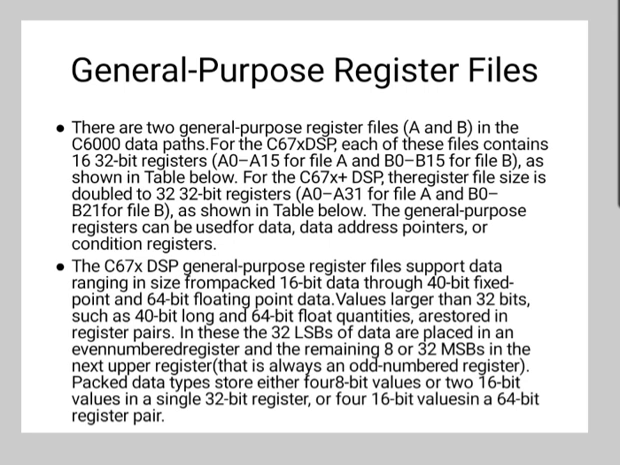The C67X DSP general purpose register files support data ranging in size from packed 16-bit data through 40-bit fixed point and 64-bit floating point data. The values larger than 32 bits, such as 40-bit long and 64-bit float quantities, are stored in a register pair. In these, the 32 LSBs of the data are placed in an even numbered register and the remaining 8 or 32 MSBs in the next upper register, that is always an odd numbered register.